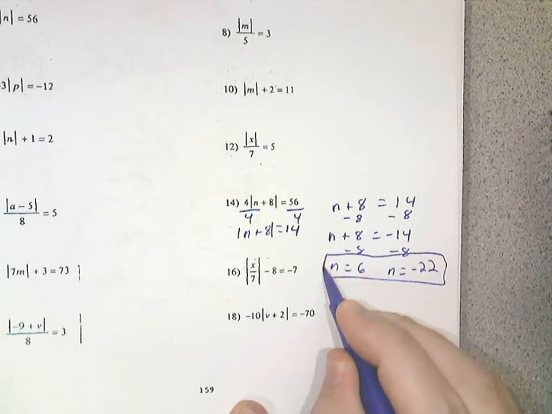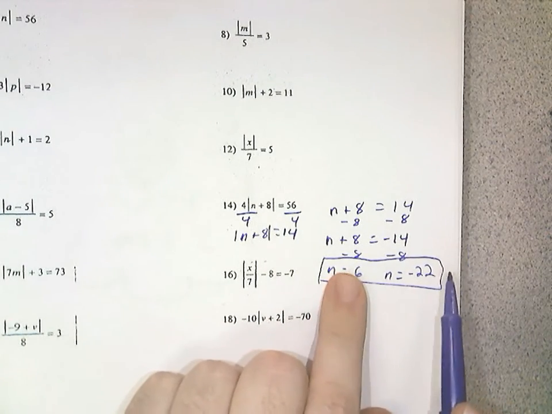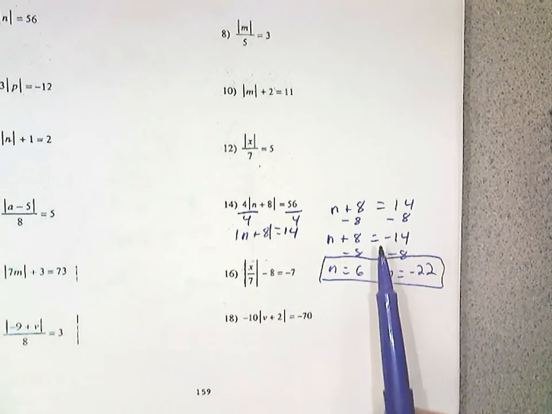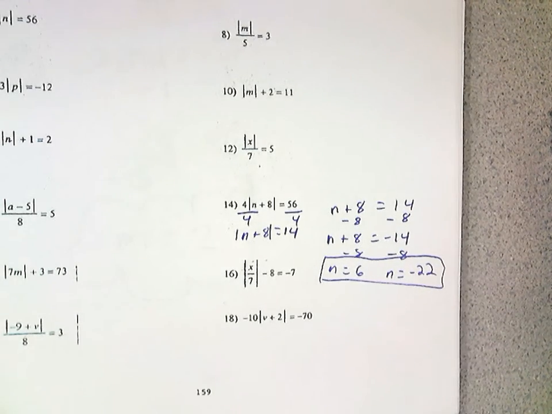So again, you're not always going to get the same number, just a positive and negative version. You can get two different numbers with these absolute values. So once you've solved one, don't just write it again with a negative version. You can get two different numbers. You have to go through the steps on each of these problems.